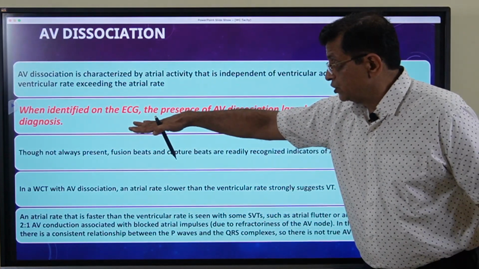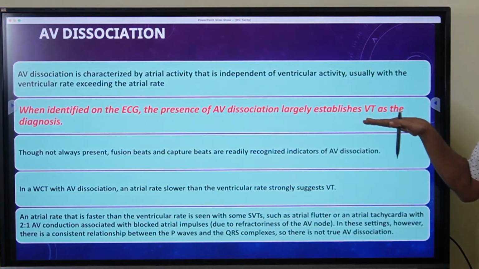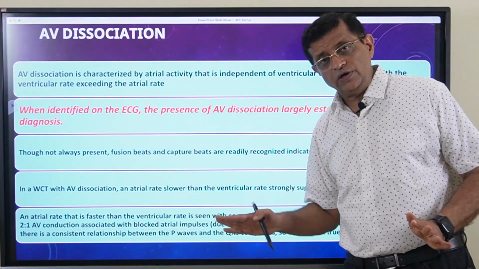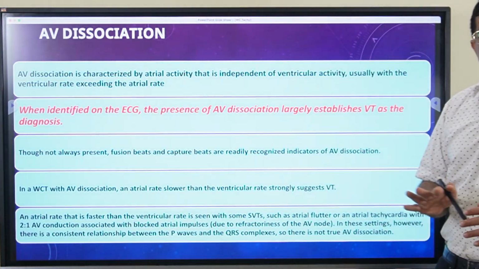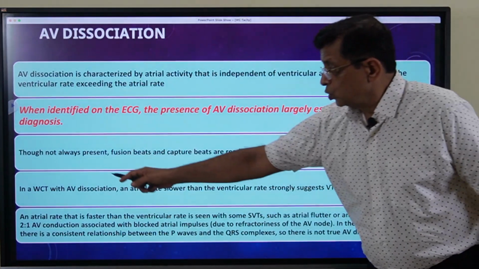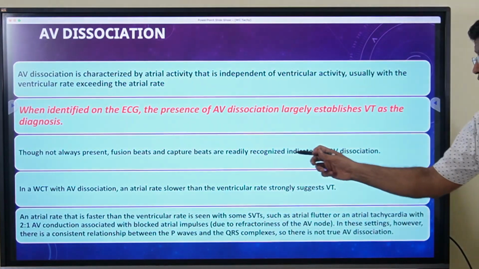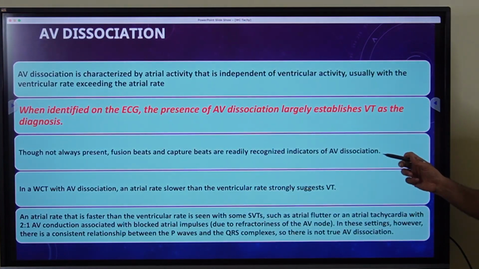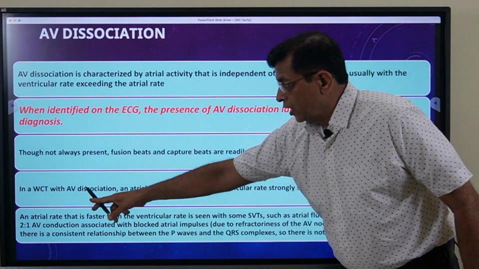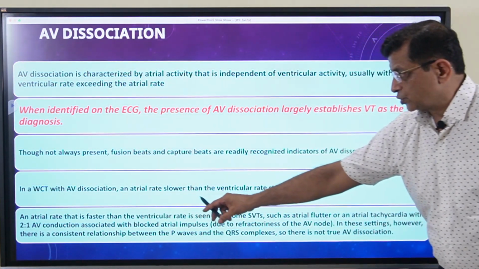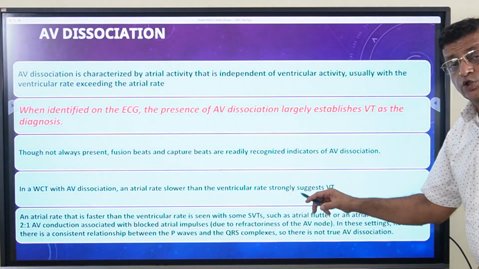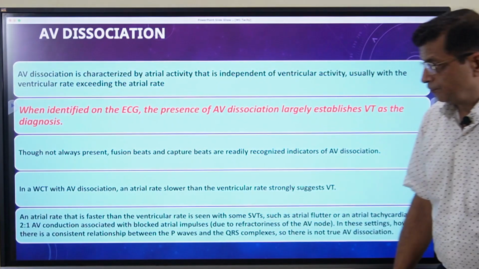When identified on ECG, the presence of AV dissociation largely establishes VT as the diagnosis. So if you see AV dissociation on ECG, you can say that this is probably more likely to be VT. Though not always present, fusion beats and capture beats are readily recognized in AV dissociation. We will see what the fusion beats and capture beats are. In wide complex tachycardia with AV dissociation, an atrial rate, that is the P wave, slower than the ventricular rate strongly suggests ventricular tachycardia.